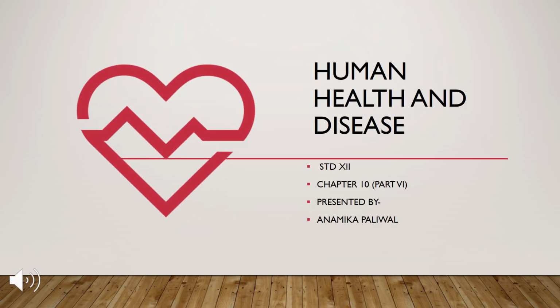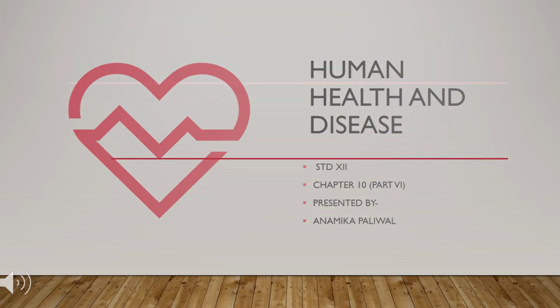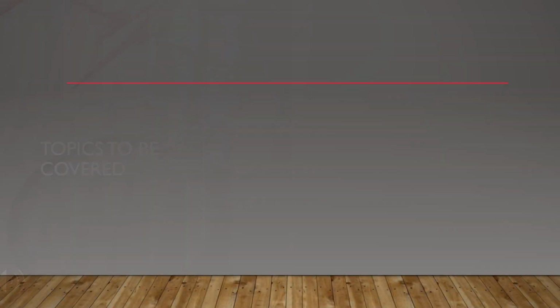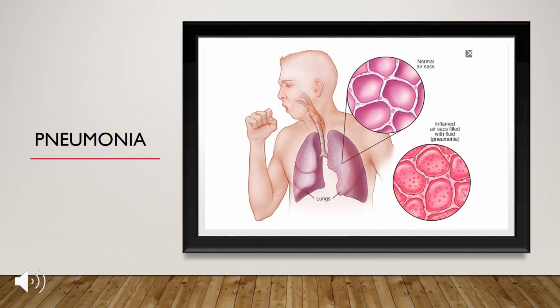Human Health and Disease, Chapter 10, Part 6. In today's lecture, we will be studying about some more types of common disease: pneumonia, common cold, and ringworm. So let us start with pneumonia. Pneumonia is a very severe kind of disease which severely affects the lungs. So let us study about it.